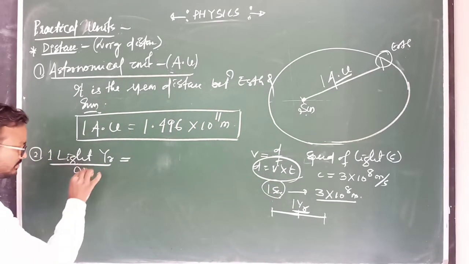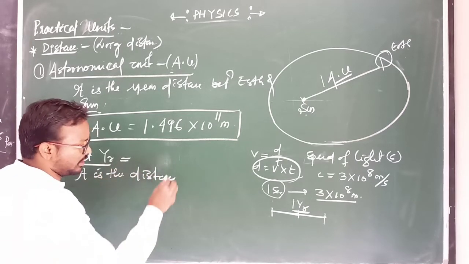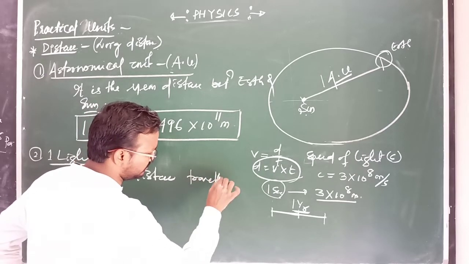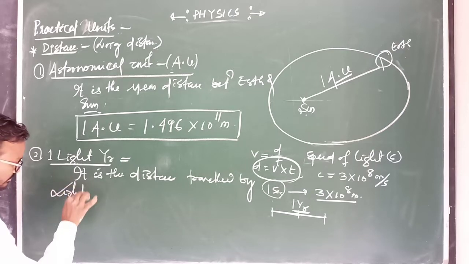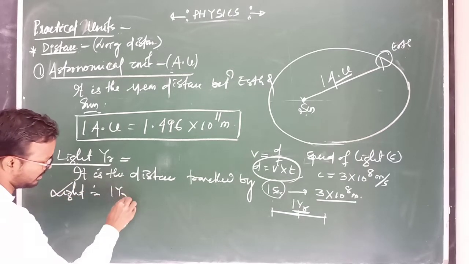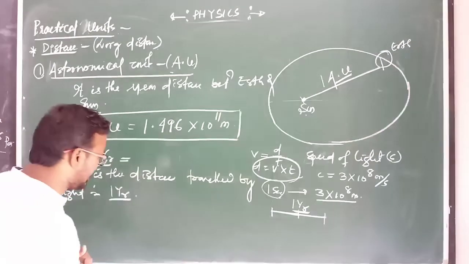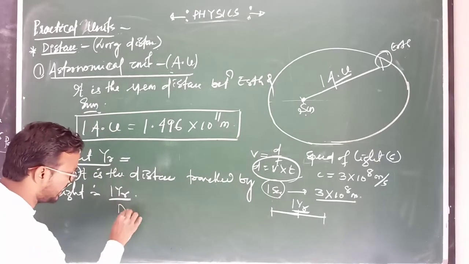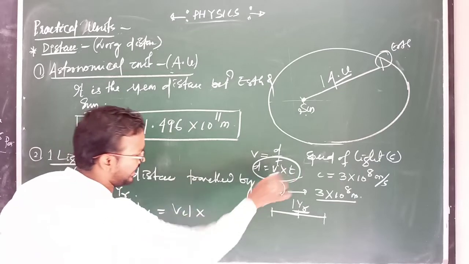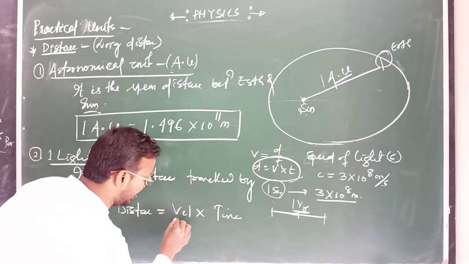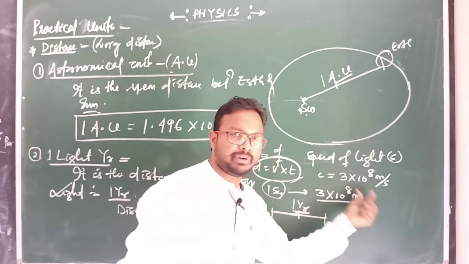So its definition: the distance traveled by light in 1 year is known as 1 light year. So how can we calculate this distance? Distance is equal to velocity into time, and here velocity means the velocity of light, which is equal to 3 into 10 to the power 8 meter per second.